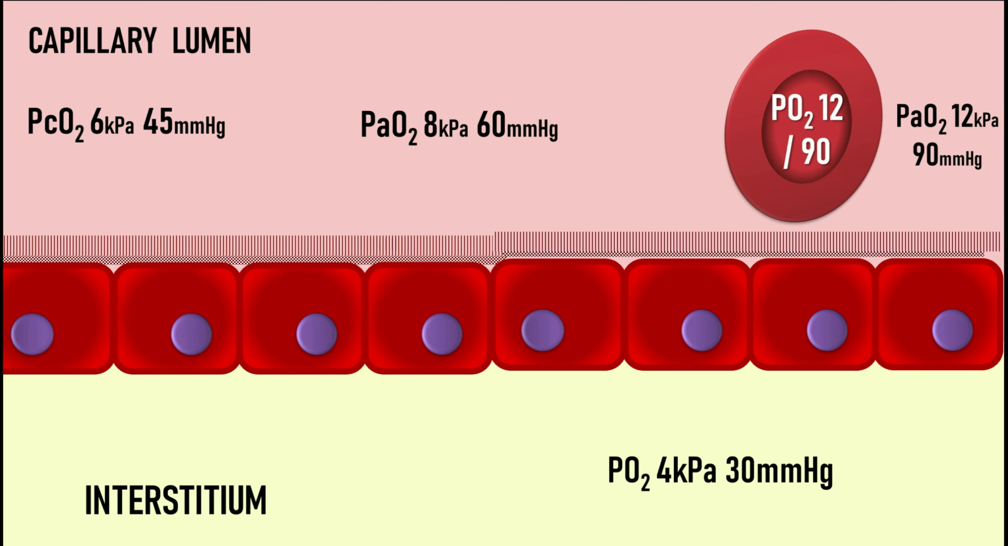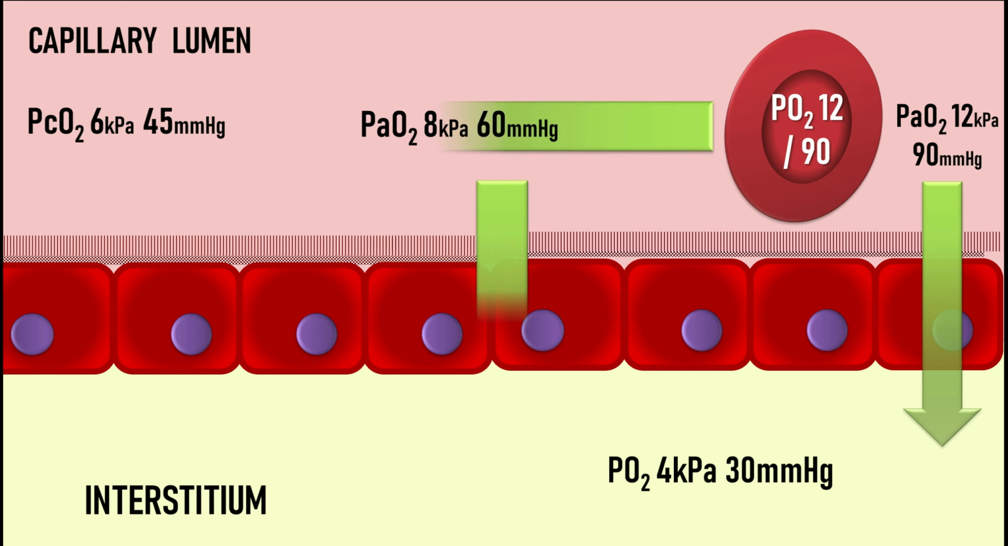There is a sequence of events here. The blood enters the microcirculation and immediately the oxygen in the capillaries starts to diffuse into the interstitium, which has a significantly lower PO2. As the plasma PO2 falls, oxygen starts to diffuse out of the red blood cells and into the plasma and subsequently into the interstitium.